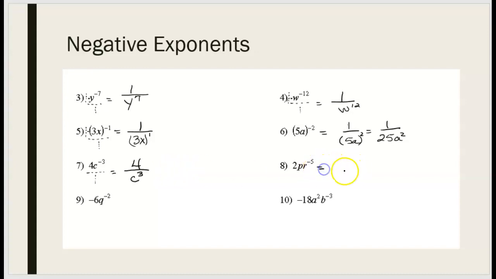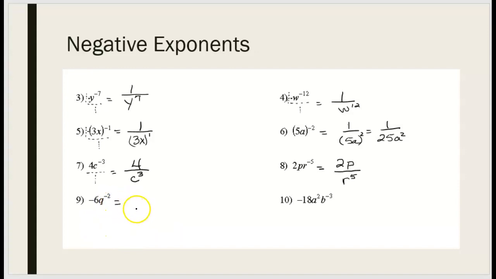All right? So if you would like to press pause and try number 8, we'll check your answer when you get back. All right, hopefully you had a chance to do that. And the 2 is not raised to a negative exponent, so it's going to stay in the numerator. The p is not raised to a negative exponent, so it stays in the numerator. However, the r is raised to a negative exponent, and remember the negative means take the base with its exponent and move it to the other level of the fraction, and the negative gets to go away because it's done its job. Okay?